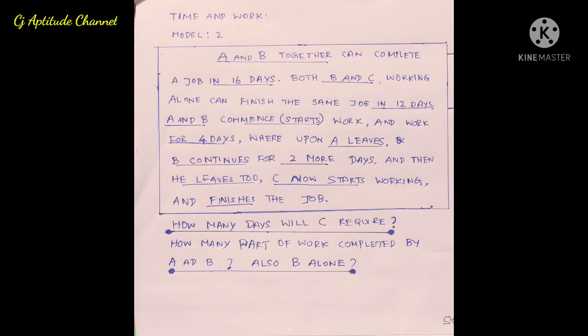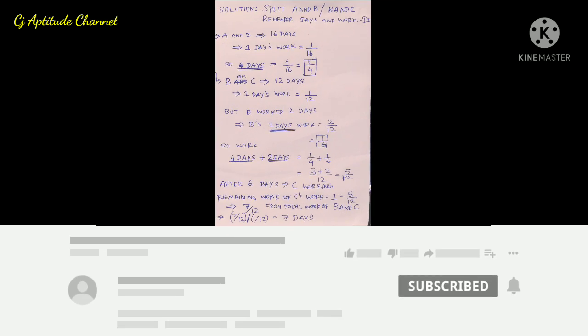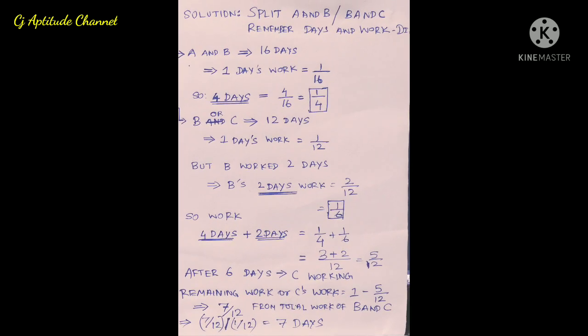Guys, this is a type like AB starting the work, A leaves, B continues, then B also leaves, C continues and finishes the job. So the question is, please don't confuse with the second part of the question. Now we are going to solve only how many days will C require. Solution, guys. First, split A and B work and B or C work. Remember, days and work are different always in time and work problems.